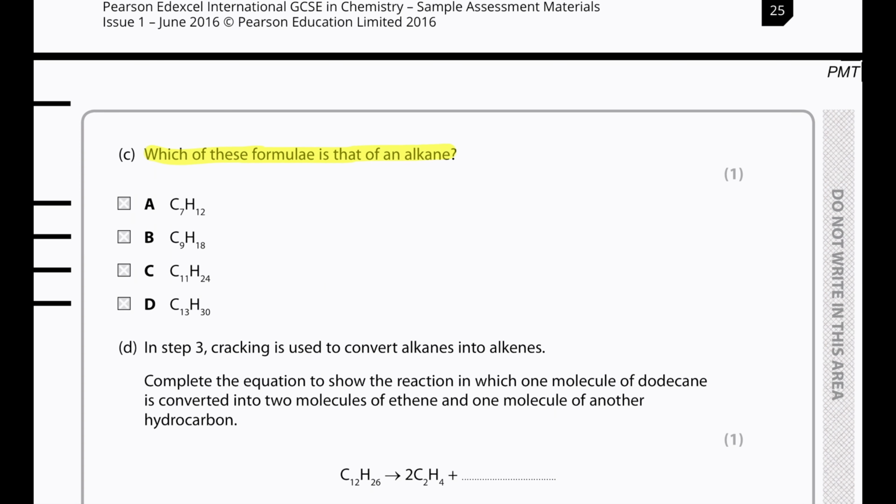Which of these formulae is that of an alkane? Alkane has a general formula of CnH2n+2. So we just have to see which one has the formula that matches CnH2n+2. C is an alkane because it is C11, so it is H 11 times 2 plus 2, which is C11H24.